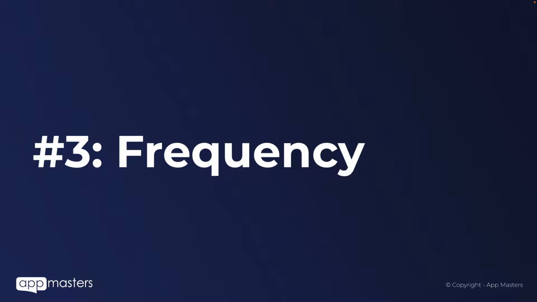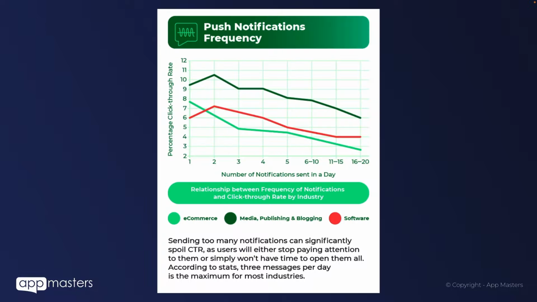Next one is number 3, and it's the frequency of the push notification. Super important. Now, net, the more you send, the more ineffective it becomes. So another way to phrase it is the less you send, the more effective it becomes as well.